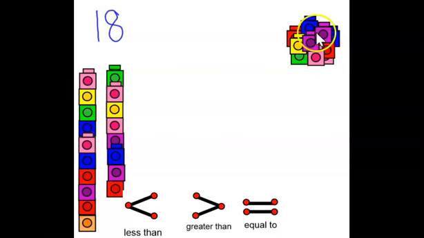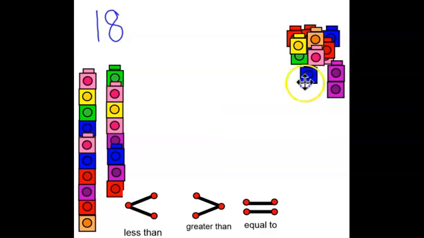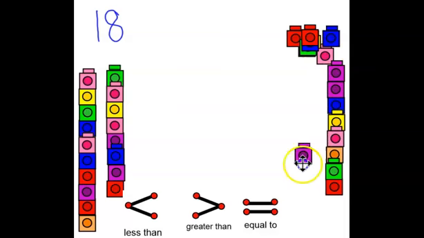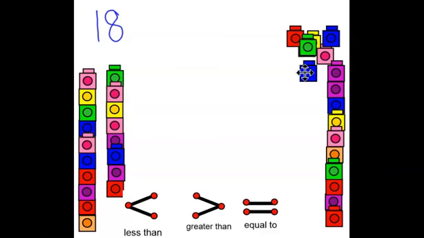Okay, so here we have our other pile. Do you think we have less or more or the same as? Let's find out. 1, 2, 3, 4, 5, 6, 7, 8, 9, 10. Let's do another row because we have our group of 10.